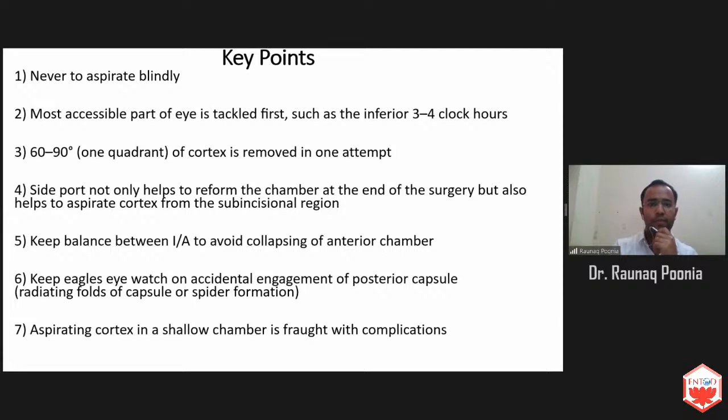Now, lastly, a few key points. You should never aspirate blindly. The most accessible part of the eye is tackled first, such as the inferior 3 to 4 o'clock hours, and one quadrant of the cortex is removed in one attempt. The side port not only helps to reform the anterior chamber at the end of surgery, but also helps to aspirate the cortex from the subincisional region. You should keep a balance between irrigation and aspiration to avoid collapsing of the anterior chamber. We should keep an eagle eye on accidental engagement of the posterior capsule. And lastly, aspirating cortex in a shallow chamber is always fraught with complications.